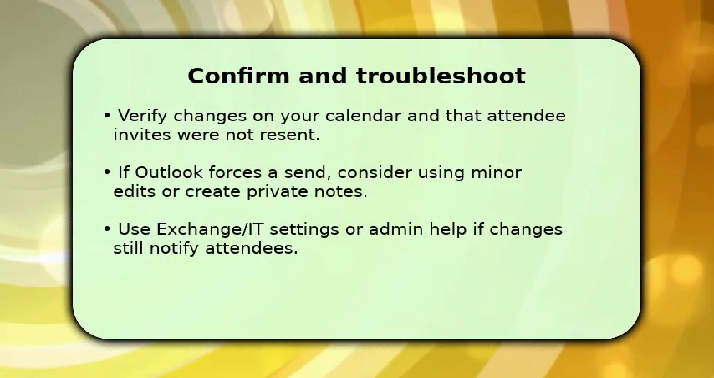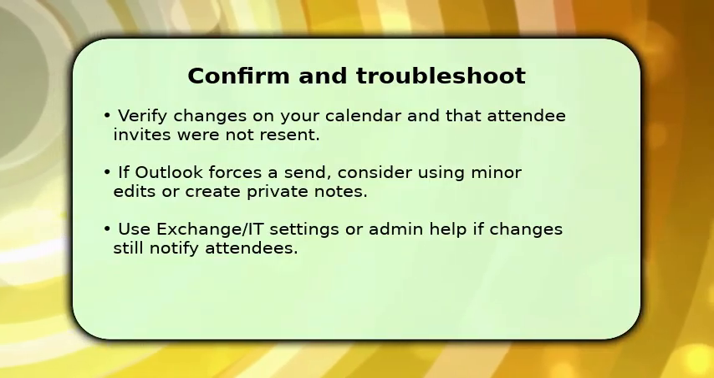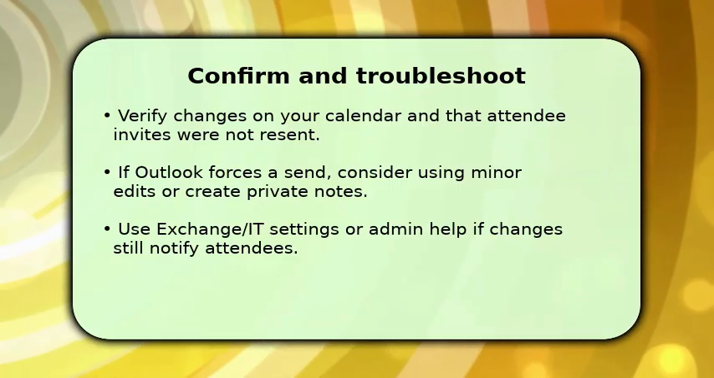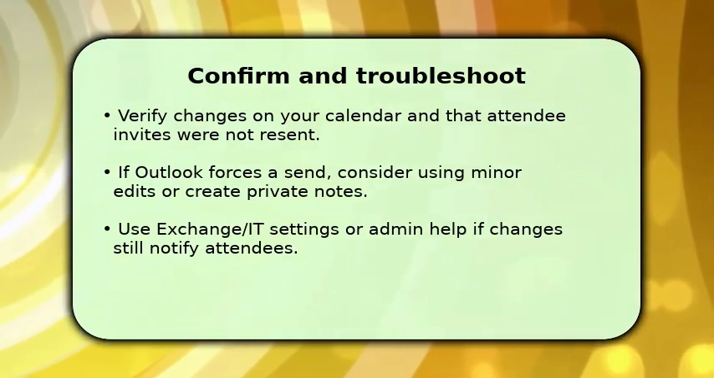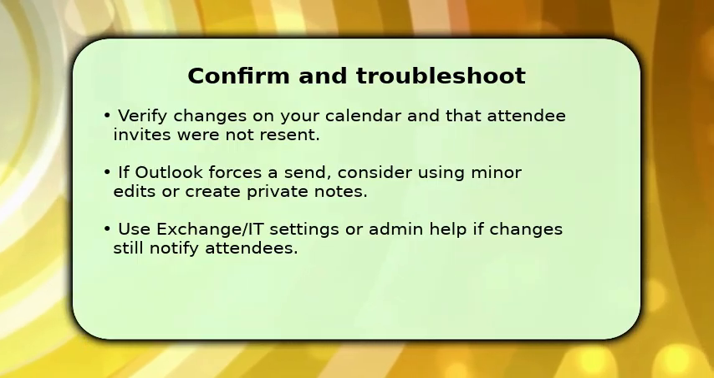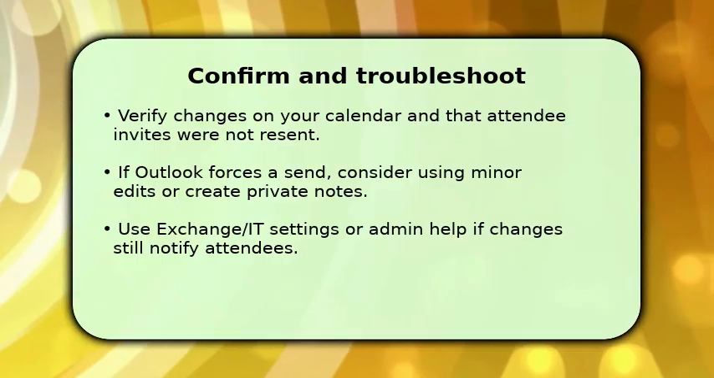You finish by double-checking your calendar entry to confirm the edits saved and that attendees did not receive new notifications. If Outlook insists on sending updates for your changes, revert and try smaller edits or add organizer-only notes instead of modifying fields that trigger notifications.